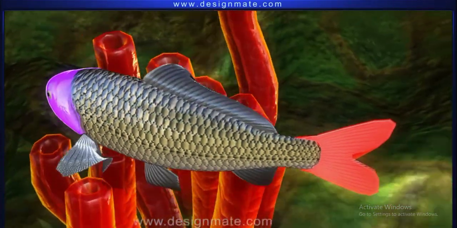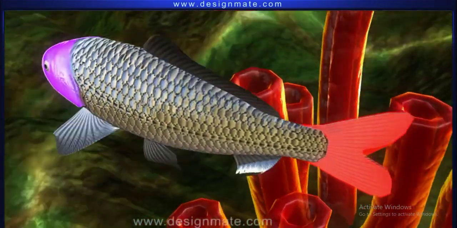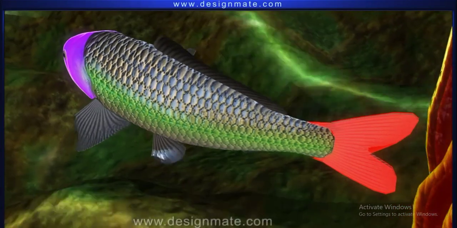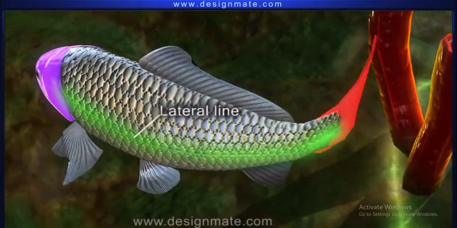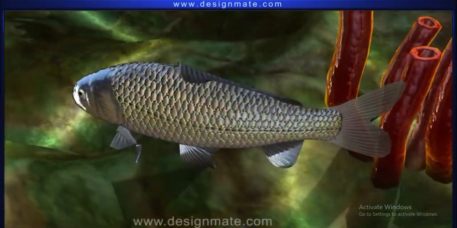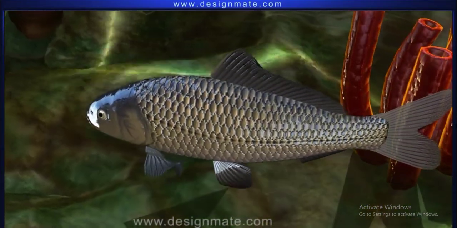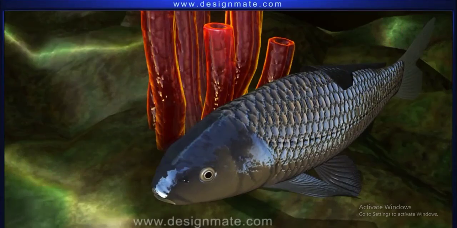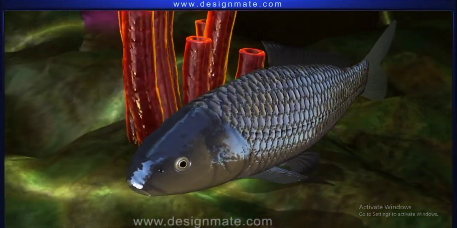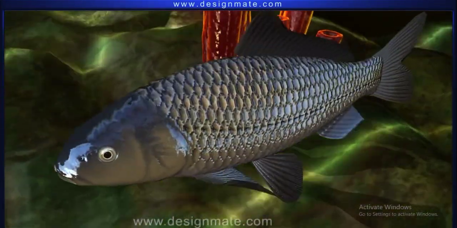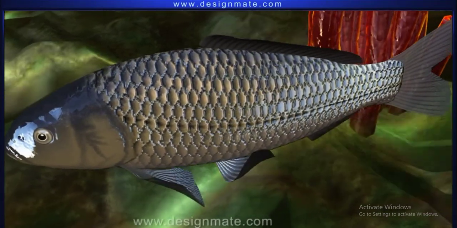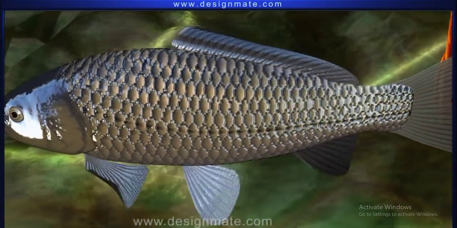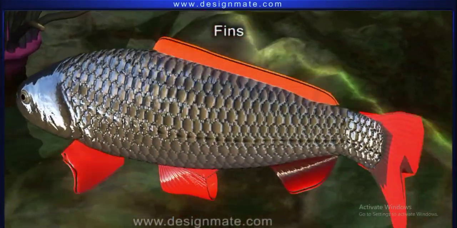Extending from the head to the tail and running along the sides of the body is the sense organ called the lateral line. It detects the vibrations and electric fields generated by other fish or objects. Arising as flat appendages on the body of the fish, we find some modified limbs, which are called the fins.